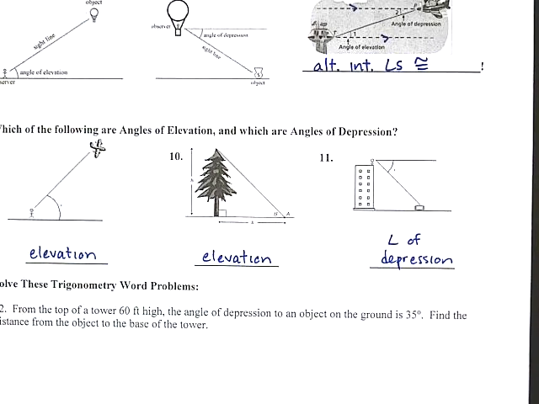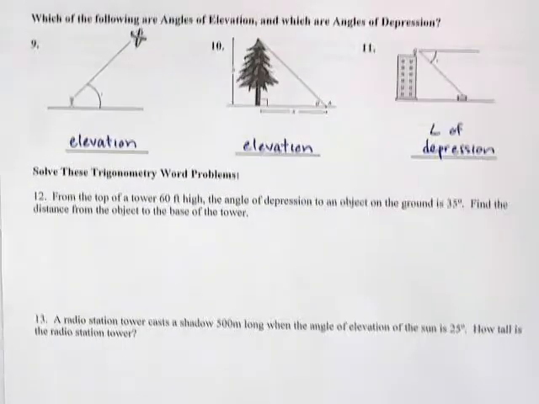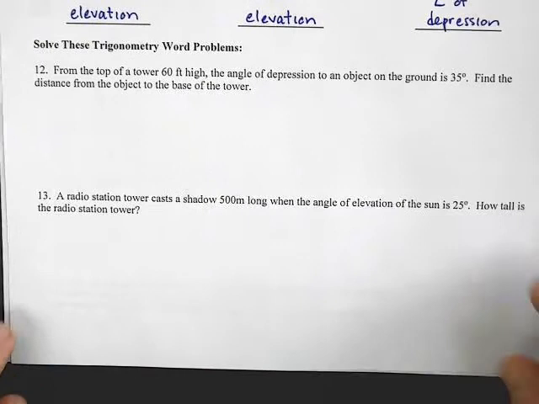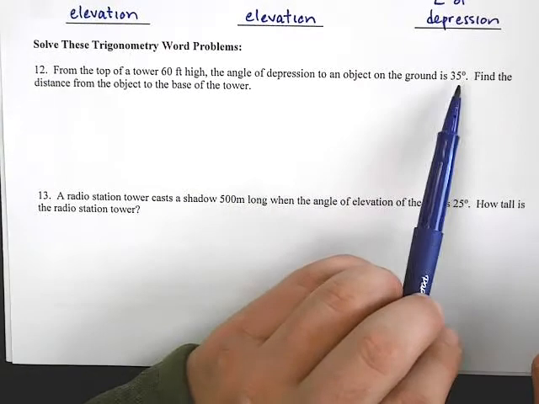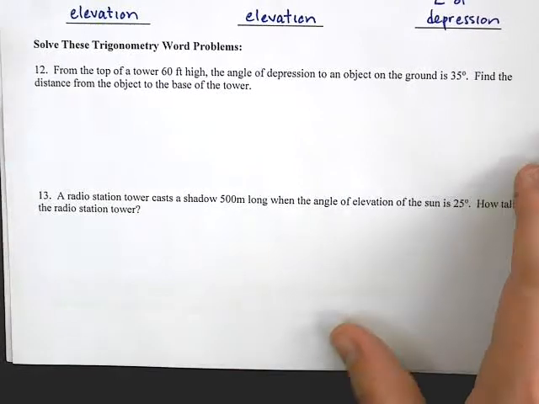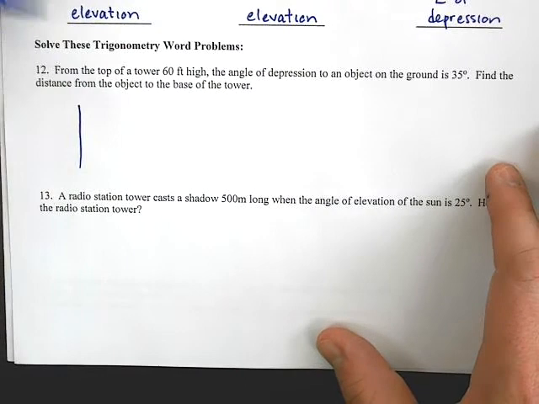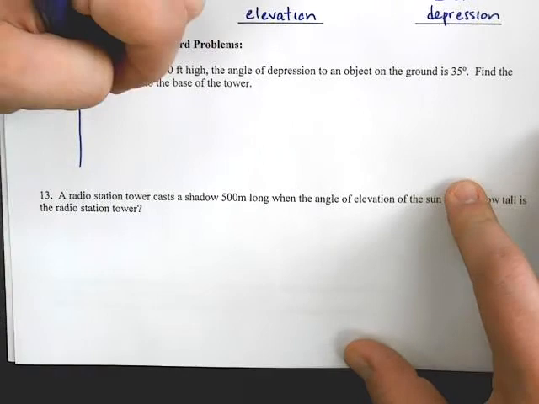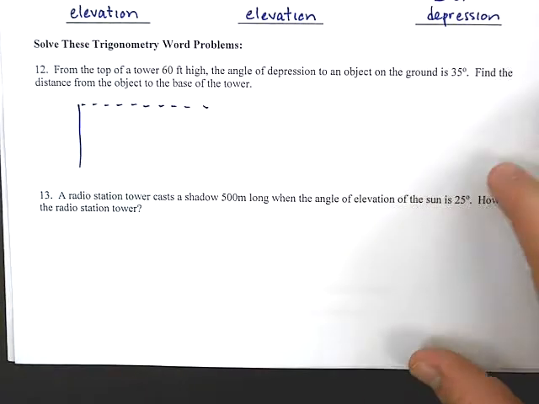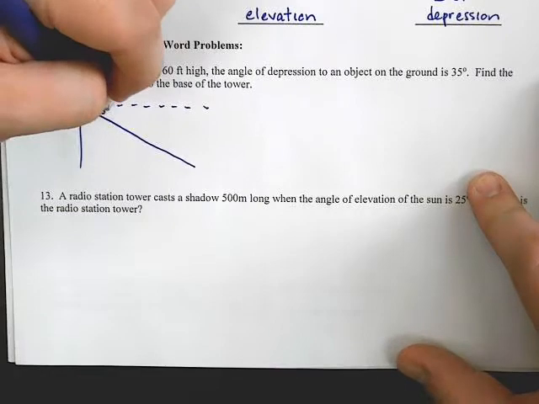So let's do one of these together, and then we'll probably skip ahead again, just in the interest of time. From the top of a tower 60 feet high, the angle of depression to an object on the ground is 35 degrees. Find the distance. Okay, so a tower, and I know that I'm looking down at an angle of depression. I always draw that horizontal line, and then I know that my angle of depression is right here, 35 degrees.